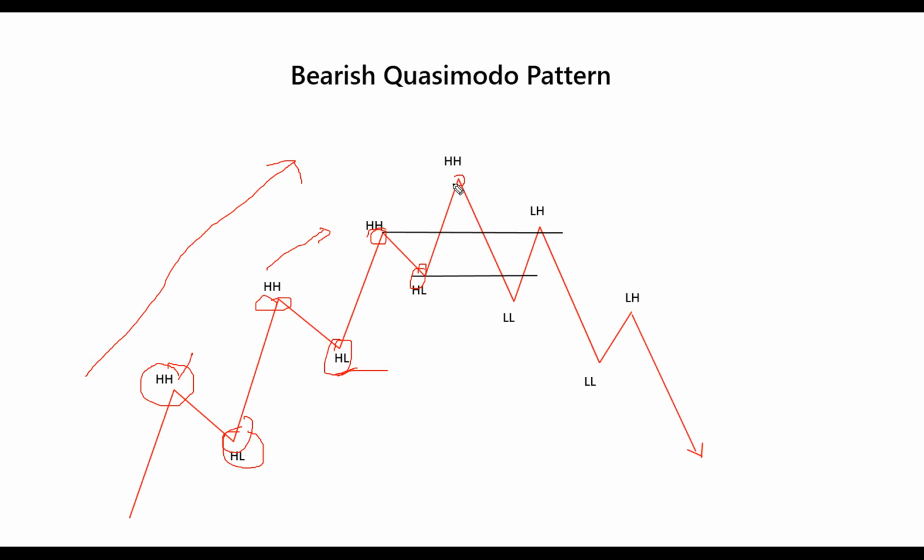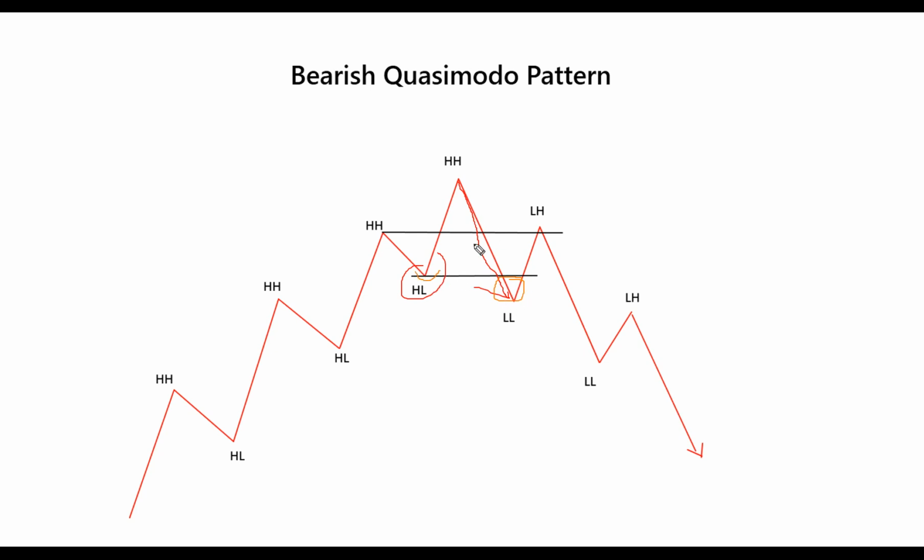After making this higher high, the market goes below the recent higher low. This is the recent higher low that the market has formed, and what the market did is go below this higher low and close below. So we need to find some candles closing below this higher low, and after closing below it has made a lower low. For example, this was the previous low and now this is the new low, and this low is lower than the previous low.